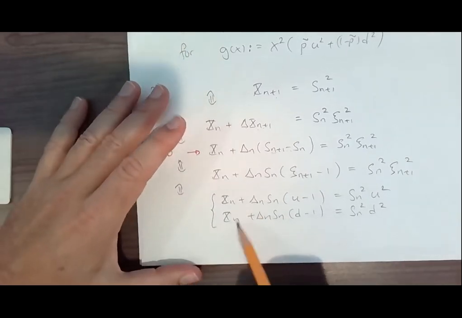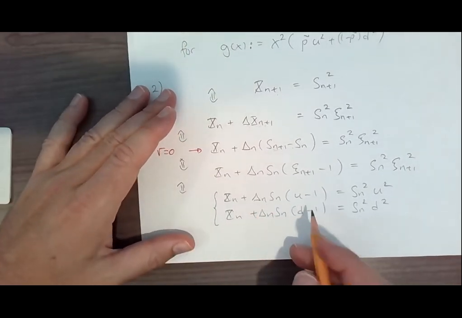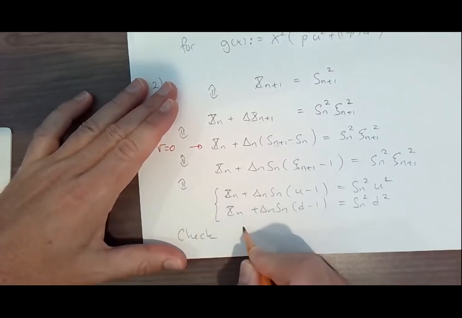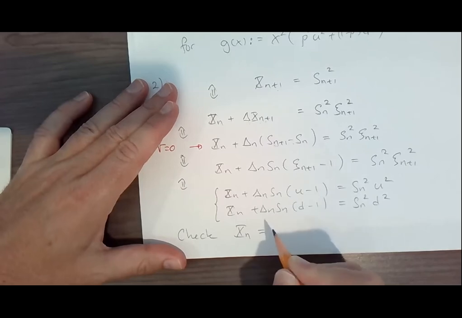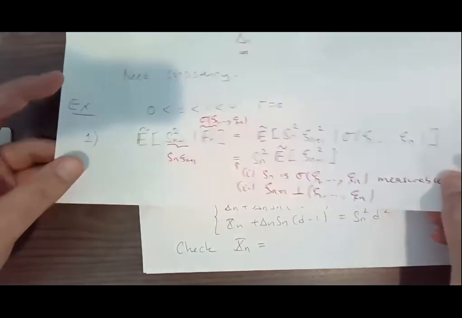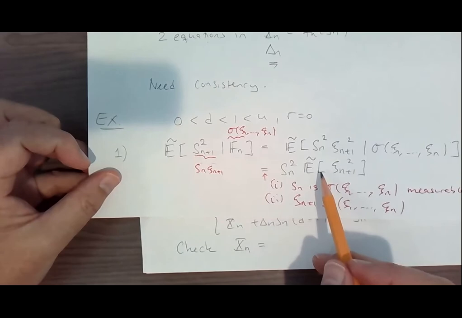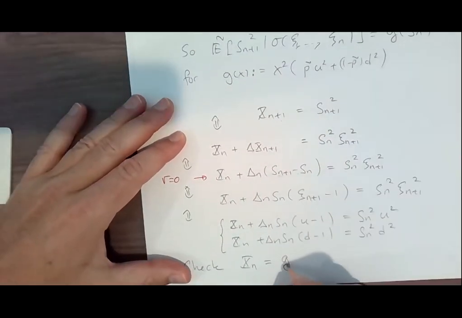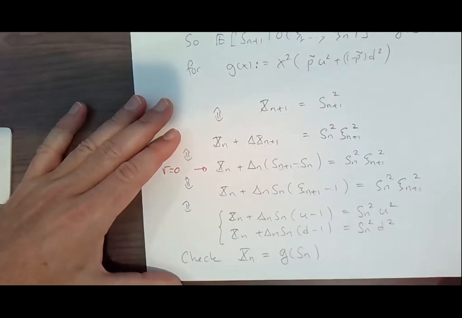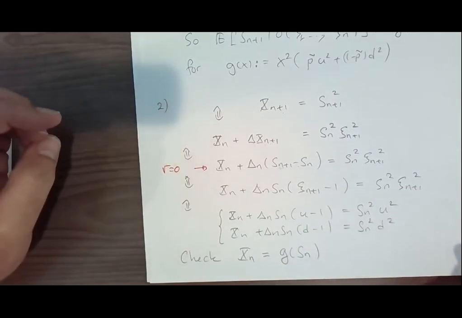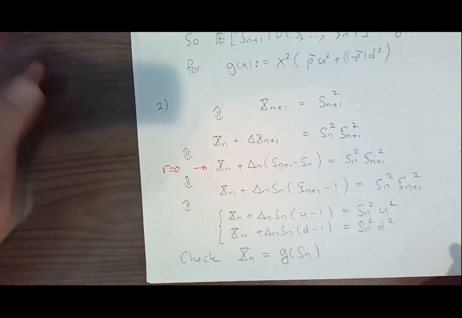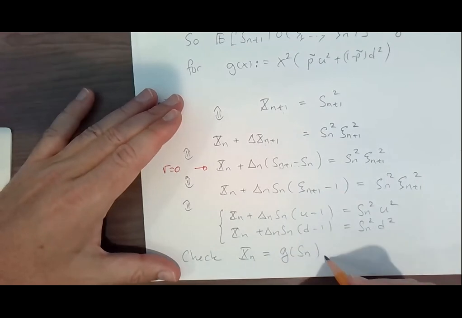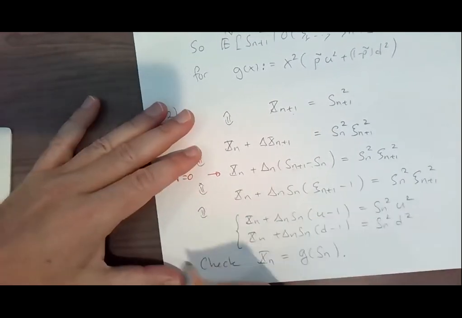So seemingly you have two equations and two unknowns. You will solve, and then you should verify. You should check that your x_n is exactly equal to that g that we had from up here, that g we had right there. You should check that x_n is equal to g of S_n. Solve and check.